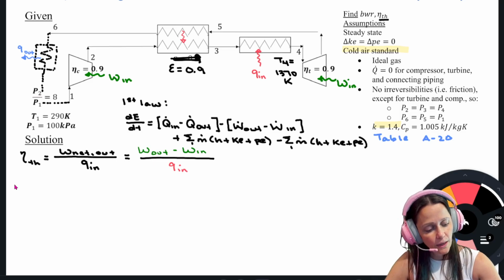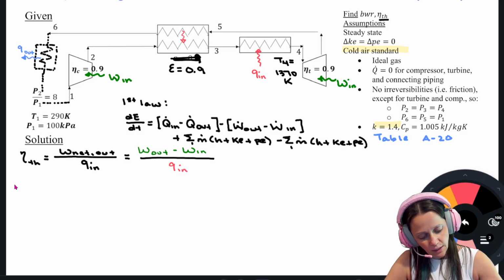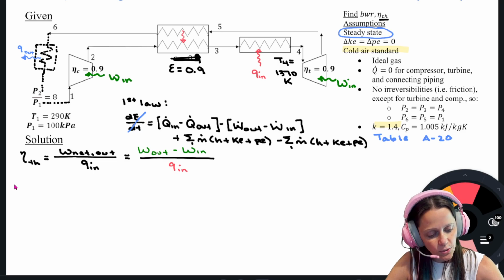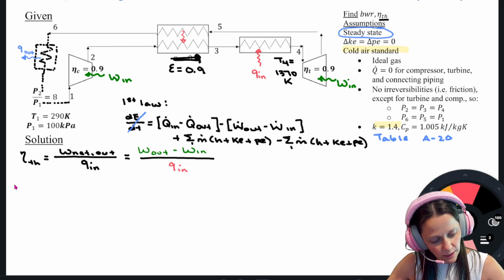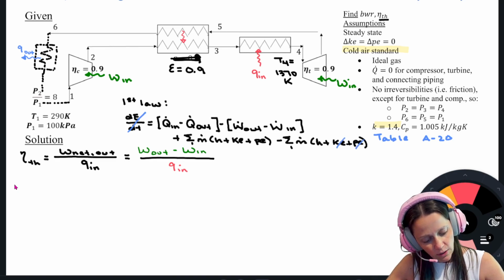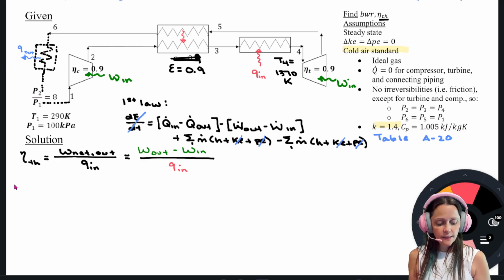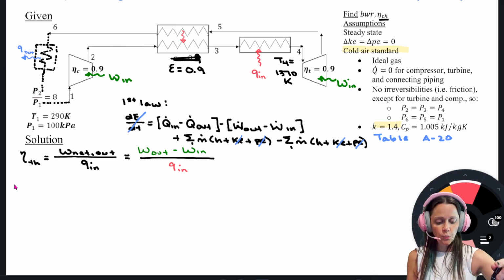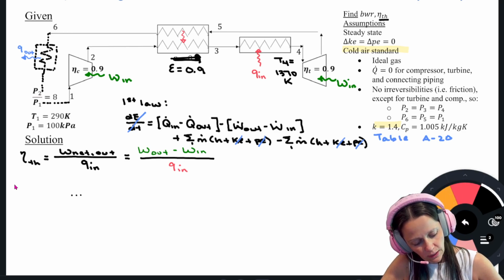All right. Now, one thing that I absolutely can do is I can go ahead and say, well, it's steady state, right? I said that up here, it's steady state. And I also am ignoring the changes in kinetic and potential energy. So I'm going to go ahead and cross those guys out. And now I'm going to take this information and let's just work around the cycle.